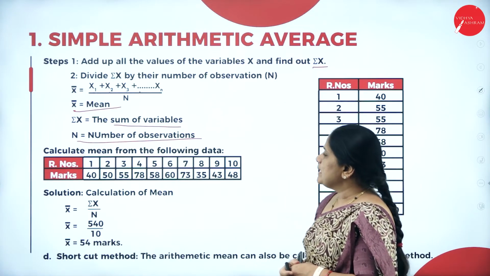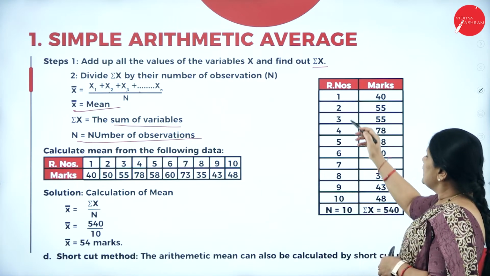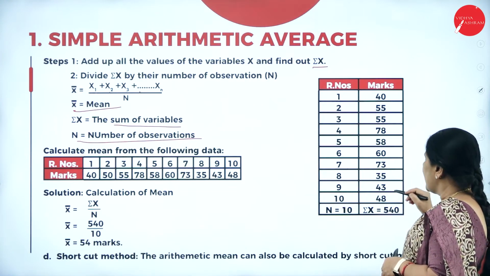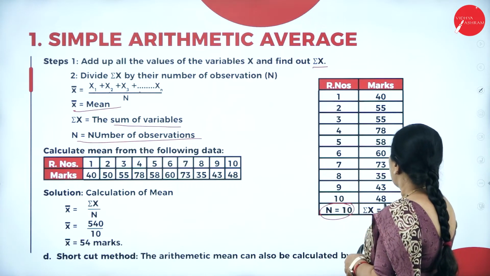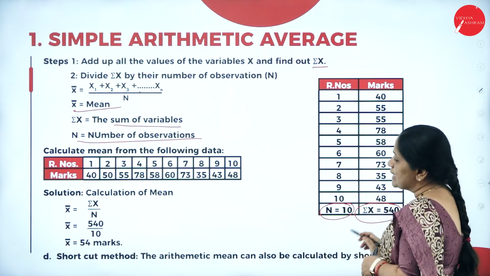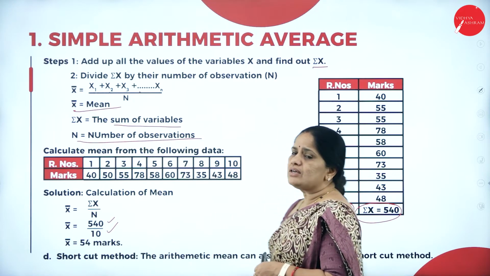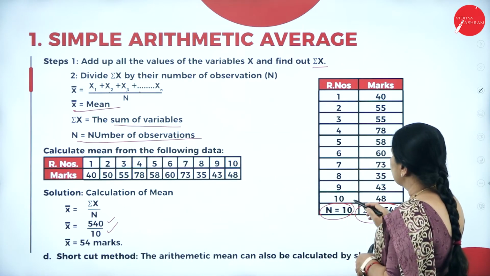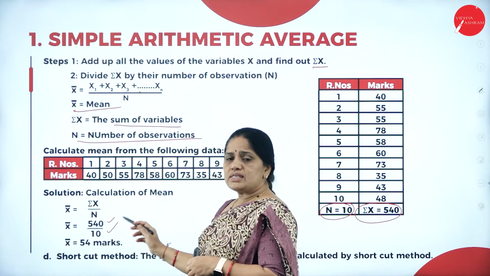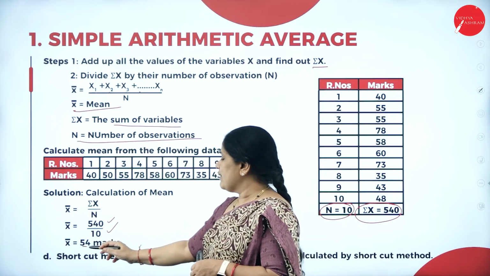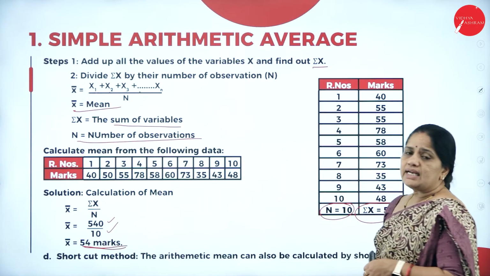Now, calculate the mean from the following data. We have the following data here. Totally 10 values are given here, and we have been given the marks. So, n equals 10, and sigma x, when we add up all the marks, I get 540. I have got the marks of 10 students, so n equals 10. The total marks of 10 students is 540. When I divide it, I get 54, which is the average marks of the 10 students.